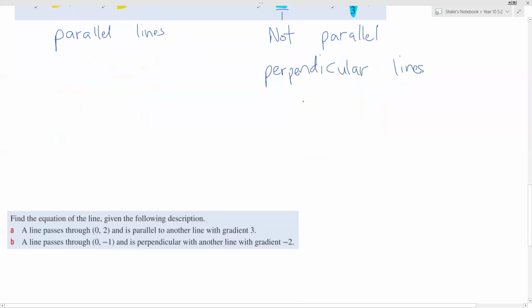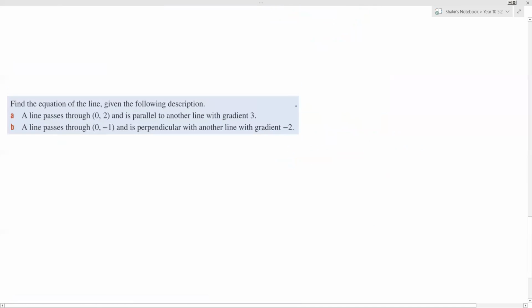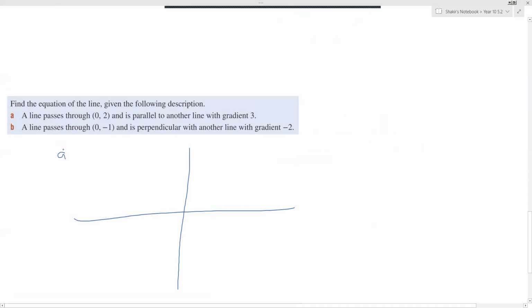Let's move on. Find the equation of the line given the following description. So let's just draw it up, it'll help us think through it. This is part A. A line passes through (0, 2) and is parallel to another line with gradient 3. Now, this other line has a gradient of 3.